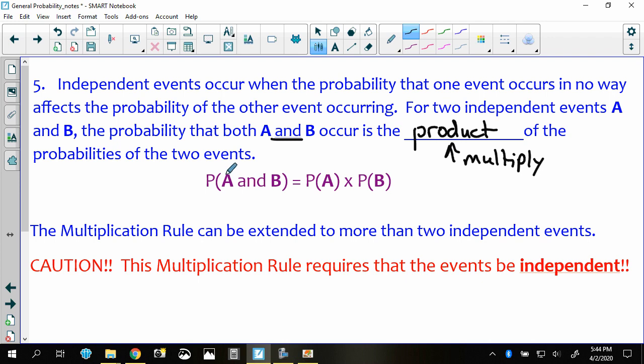So the probability of A and B occurring, drawing A, then doing B, is the probability of A times the probability of B. Now, you can extend this to more than 2 independent events. So we could have a probability of C, D, E, F, however many we want to go there. But remember, it requires that they are independent, okay, for this to work.